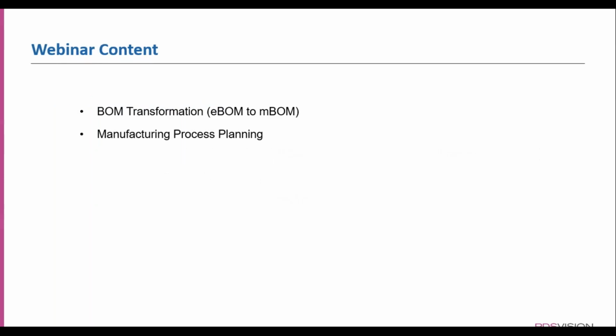The next is what do we have in our webinar content? The first part, as we said, is the BOM transformation, that is transforming our engineering bill of material to a manufacturing bill of material. And the next part will be manufacturing process planning, where we will be creating the process plan.